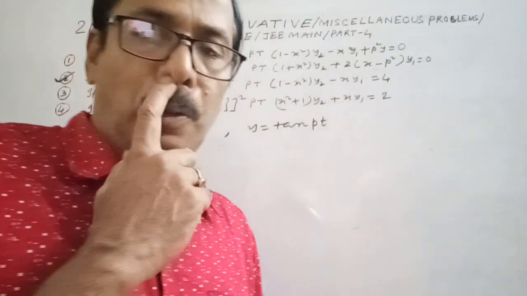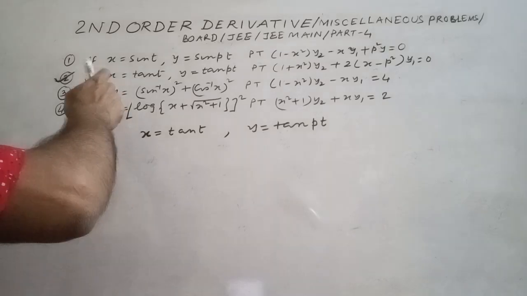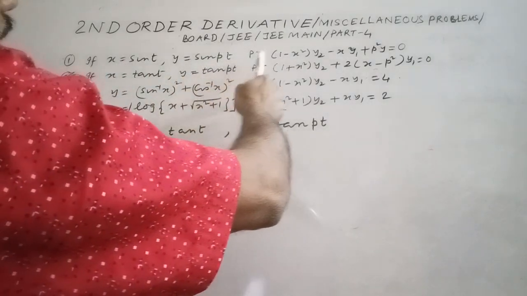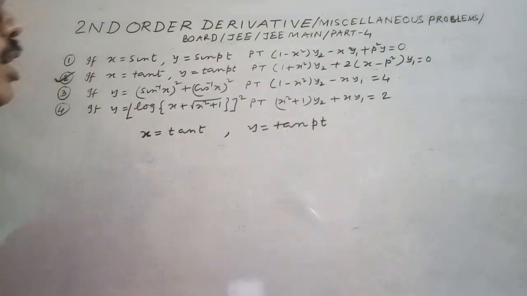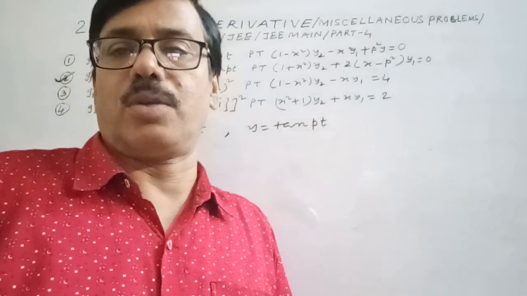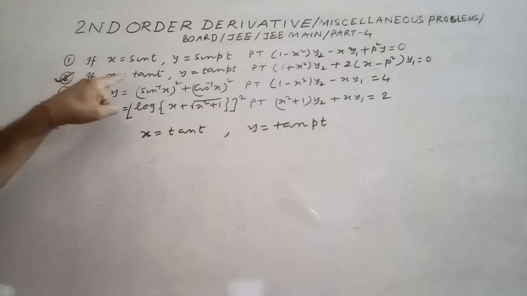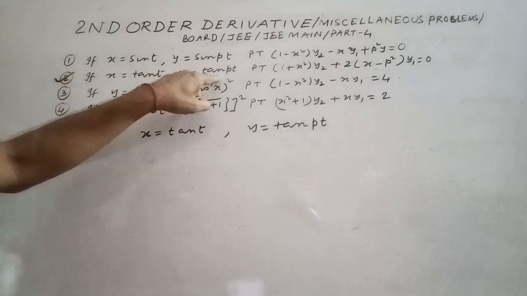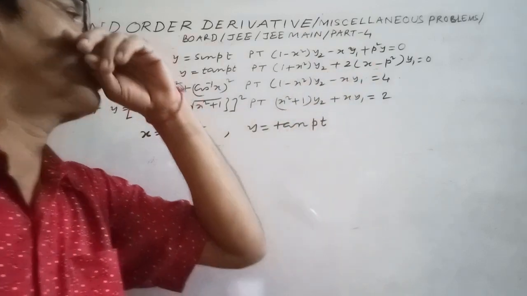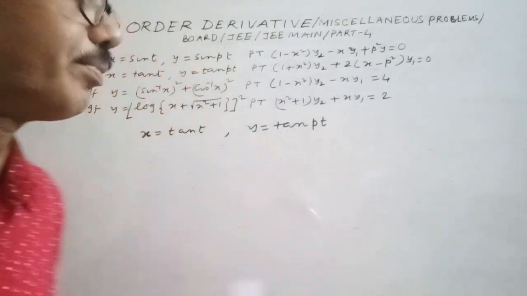So look, problem number 1 and 2. Problem number 1: x equals sin t, y equals sin pt. Prove that (1 minus x square) y2 minus x y1 plus p square y equals 0. And the second one is exactly the same: x equals tan t, y equals tan pt. Prove that (1 plus x square) y2 plus (2x minus p square y) y1 equals 0.